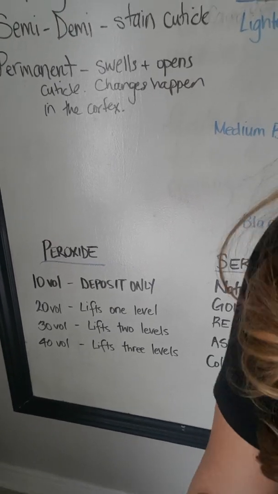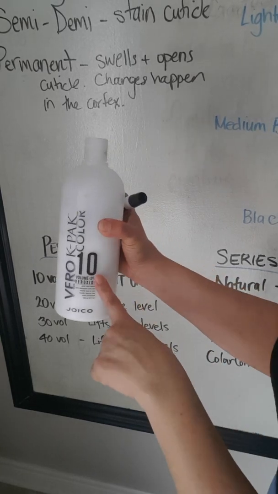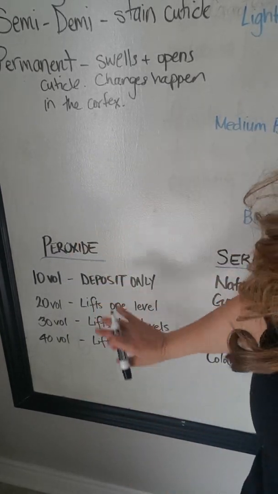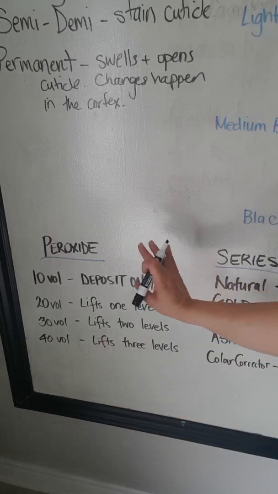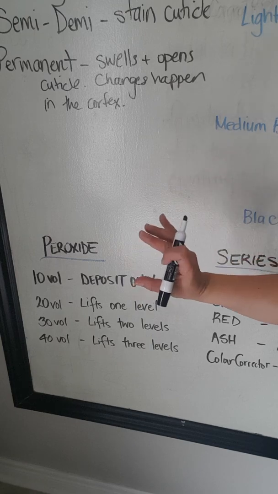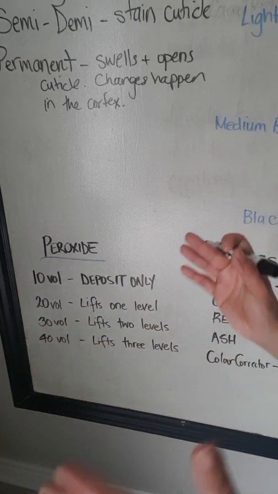So let's talk about peroxide. I showed you one bottle, and that's the 10 volume. So it's got a 10 on it. And again, these are the very basic peroxides that I'm going to tell you. There are so many different volumes, so many different brands, but this is the most basic color information that I'm going to be giving you, and then we're going to piece it all together.